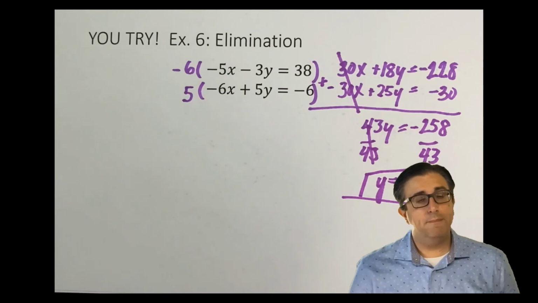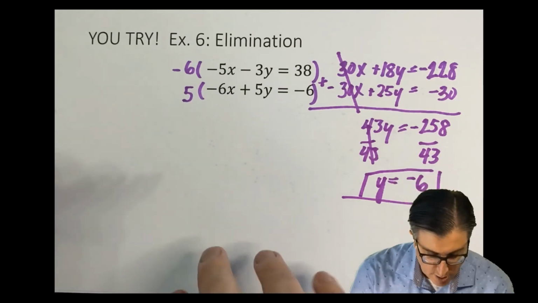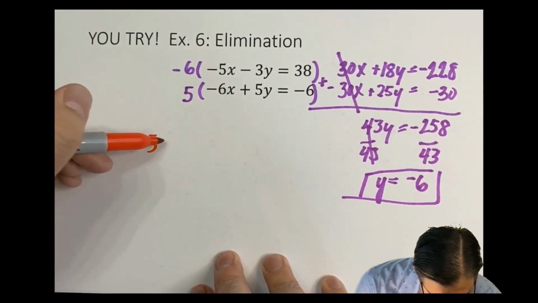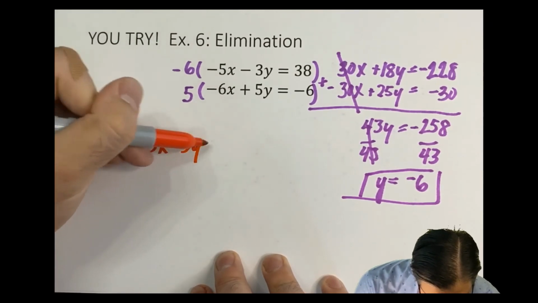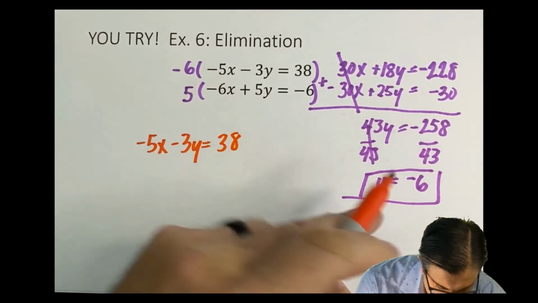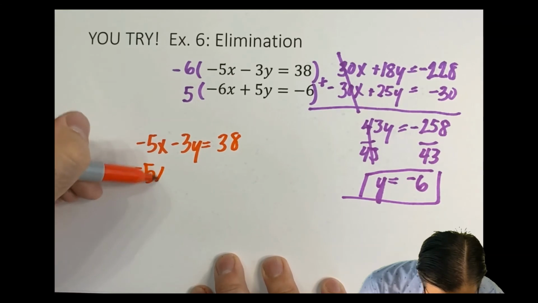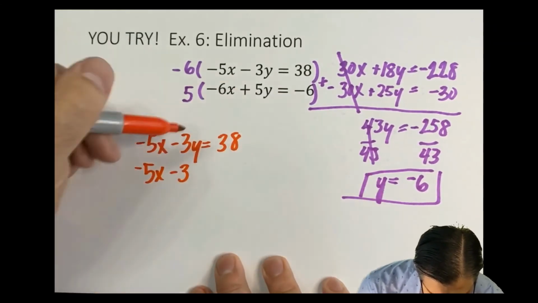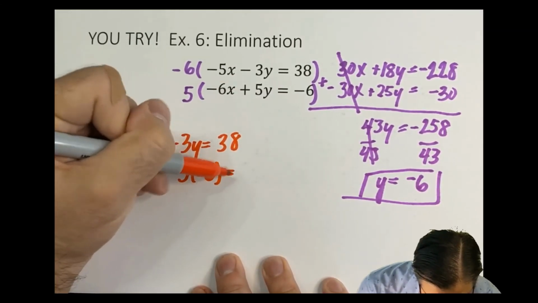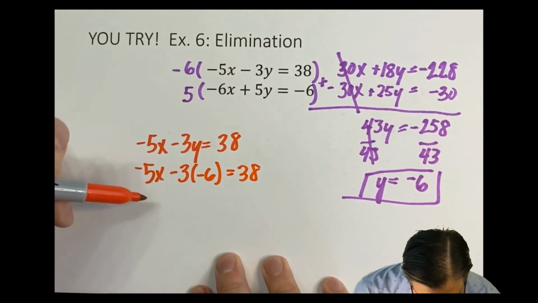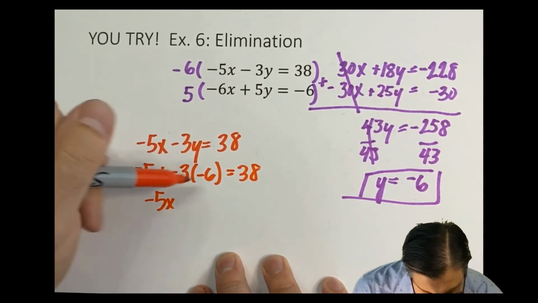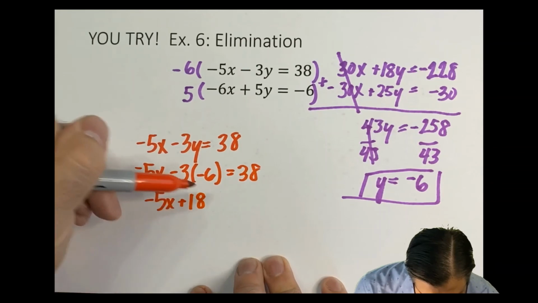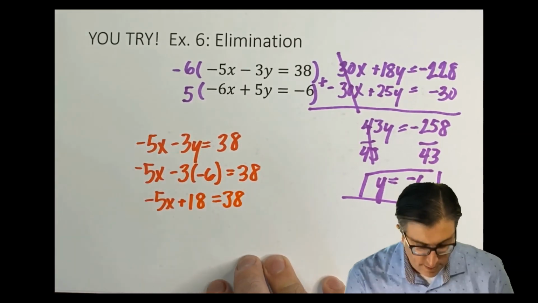Well, if I found y, I need to find x. So I'm just going to pick an equation. I'll go with the first one, negative 5x minus 3y equals 38. It doesn't matter which equation you pick. Negative 5x minus 3, but instead of y, I know y is negative 6, equals 38. Negative 5x, negative 3 times negative 6 is a positive 18, equals 38.